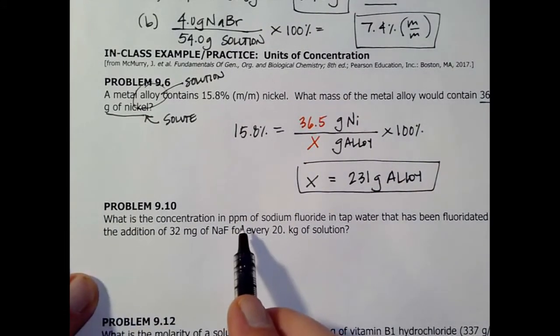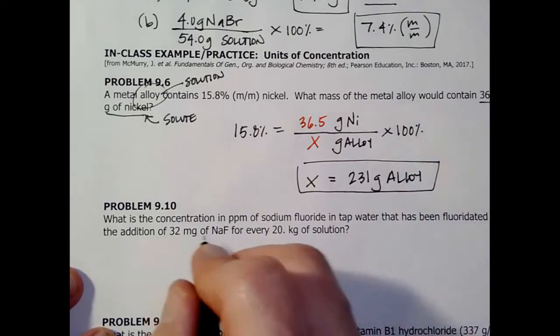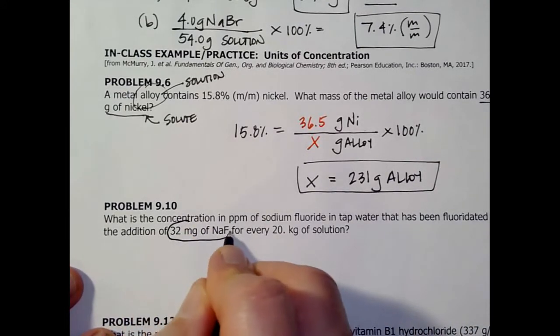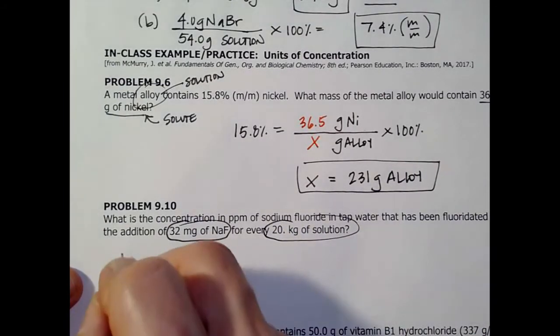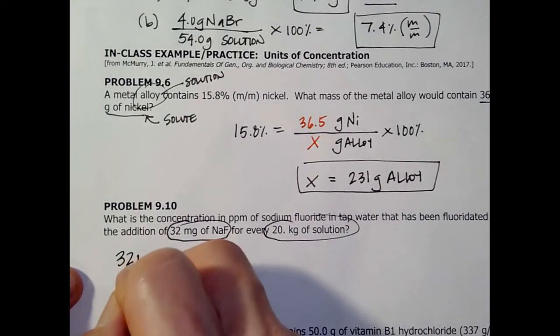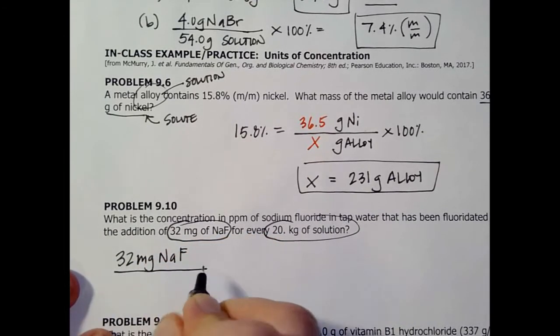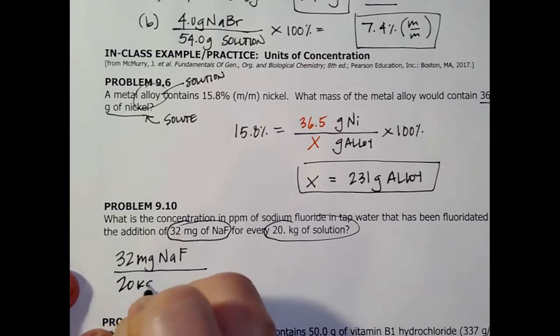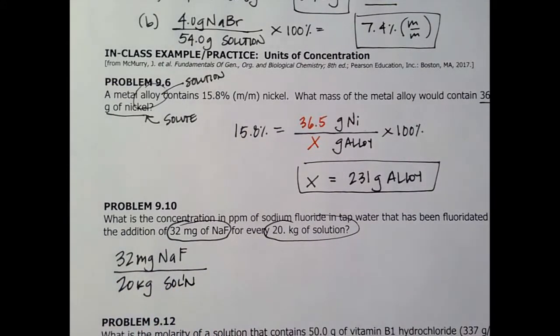For ppm, divide solute over solution, multiplied by 1,000,000. So here's a very tiny amount of sodium fluoride. There's a lot of solution. So I'm just going to start with 32 milligrams sodium fluoride over 20 kilograms of solution. So I've got solute over solution.